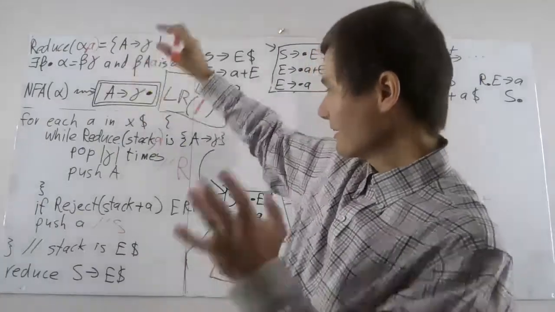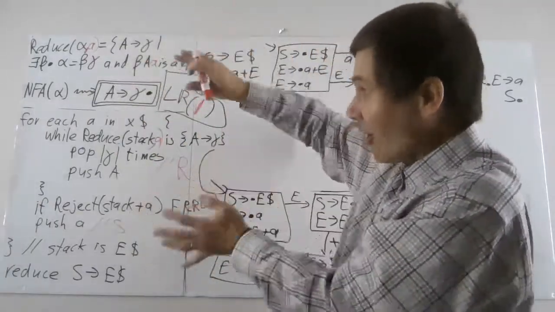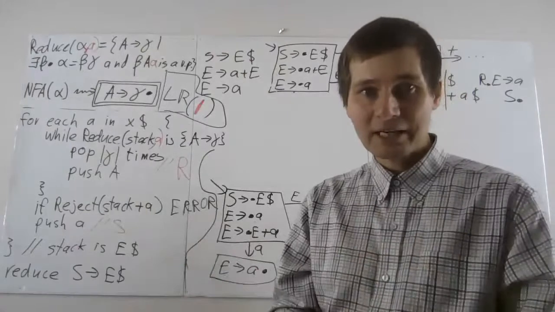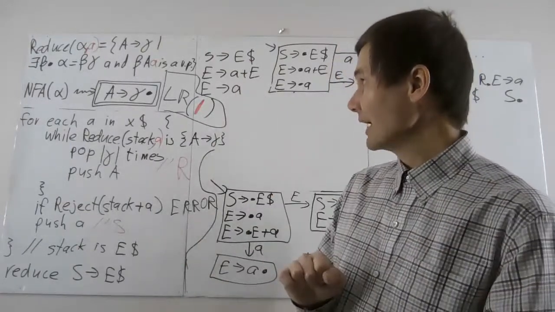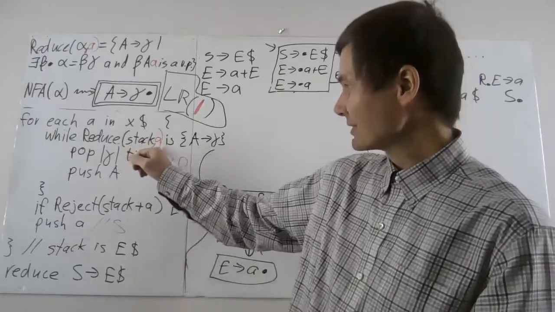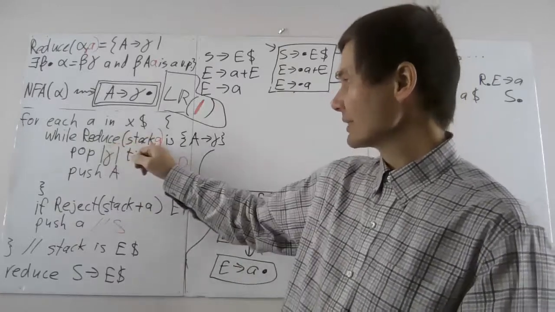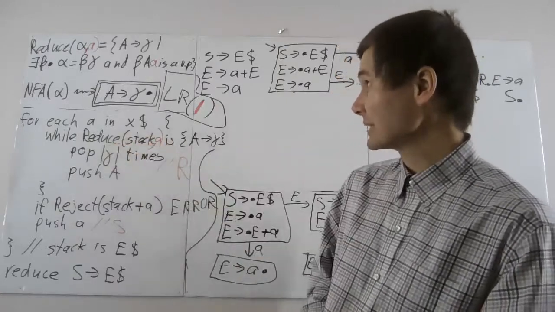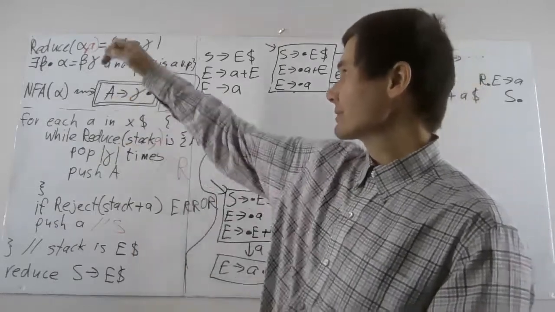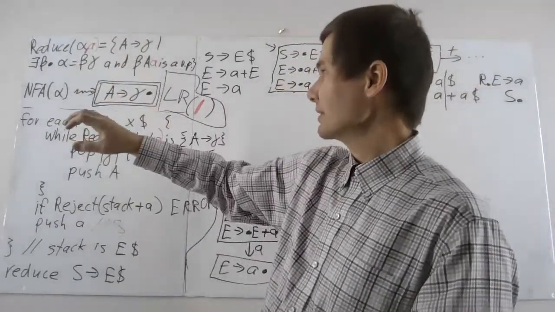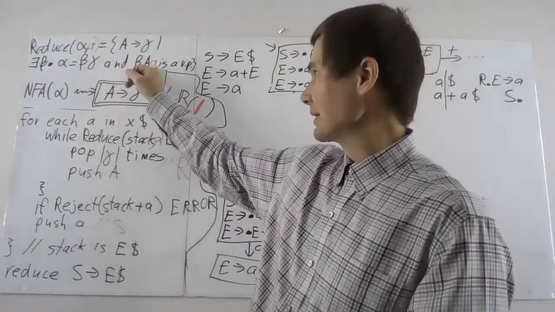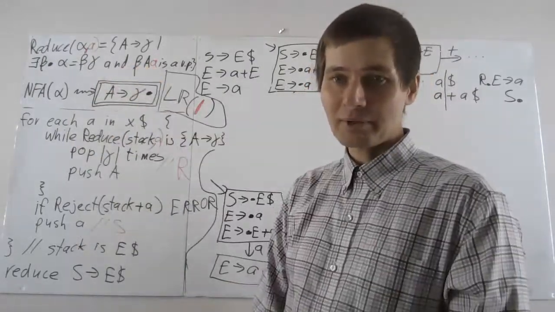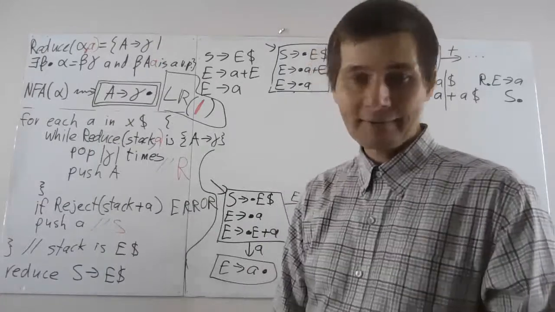Okay, so here's all the modifications that I have to make to turn the LR0 parser into an LR1 parser. I have to tell reduce not only the stack, but the next input symbol that's coming. And reduce is going to try to determine not only whether beta A is a viable prefix, but whether beta A a is a viable prefix.